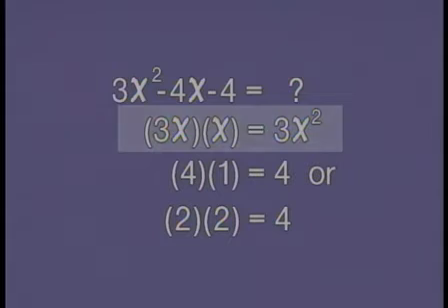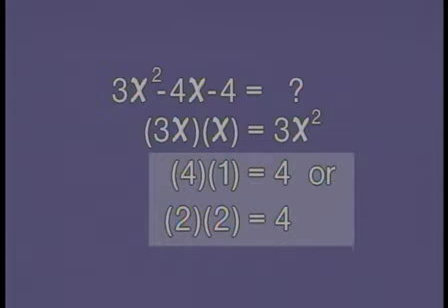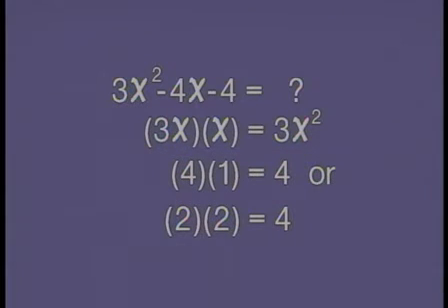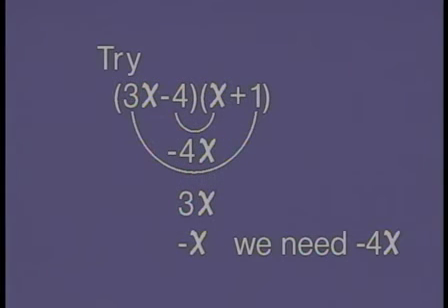Now, how do I get that minus 4 at the end? Remember, I can only multiply a number times a number to get a number. Well, the only numbers I know that multiply to be 4 are 4 times 1 and 2 times 2. So really, I have a couple of combinations. Let's try one. The next visual shows you our first try.